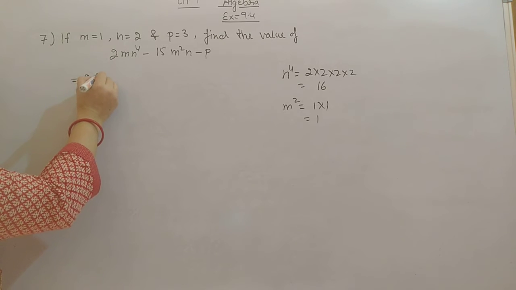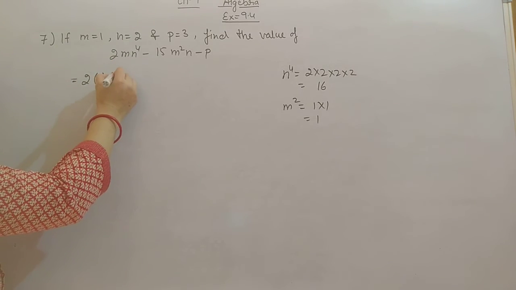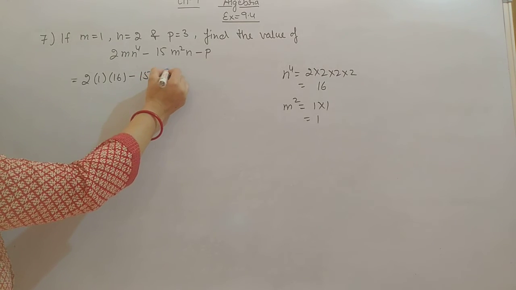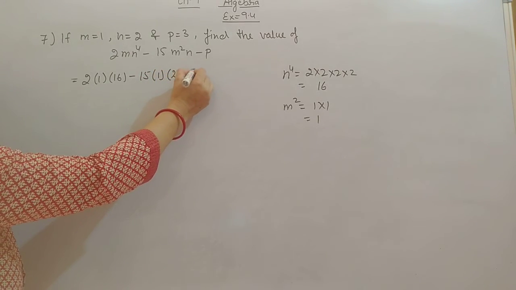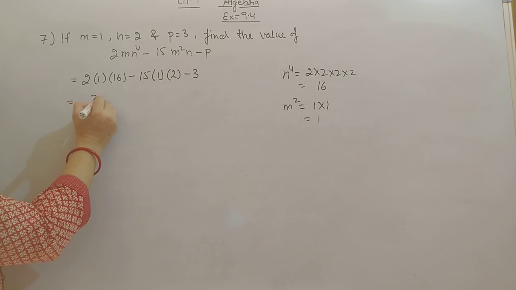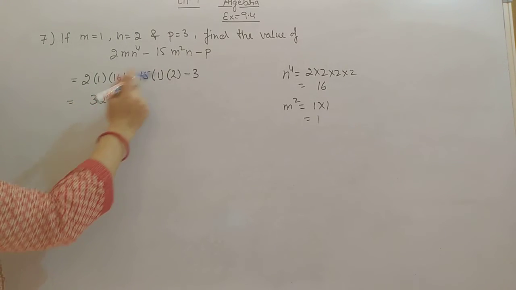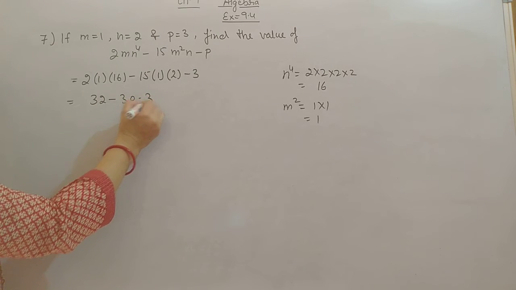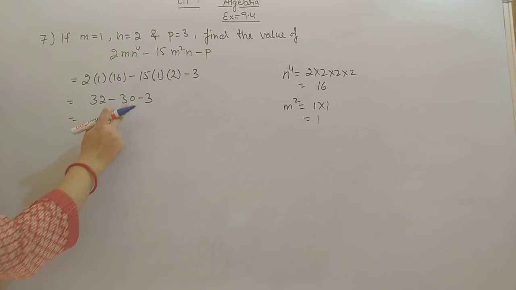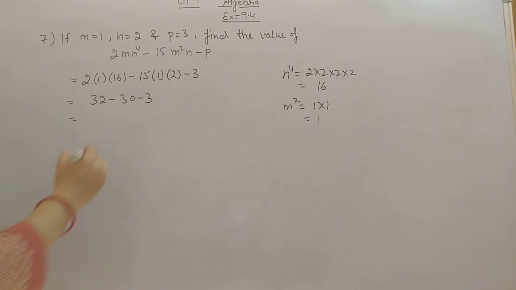2, m is 1, n to the power 4 is 16, minus 15, m square is 1 and n value is 2, minus 3. 2 into 1, 2 into 16, 32, minus 15 into 2, 30, and minus 3. Then here you will get 32 minus 32, 2 minus 3, minus 1.